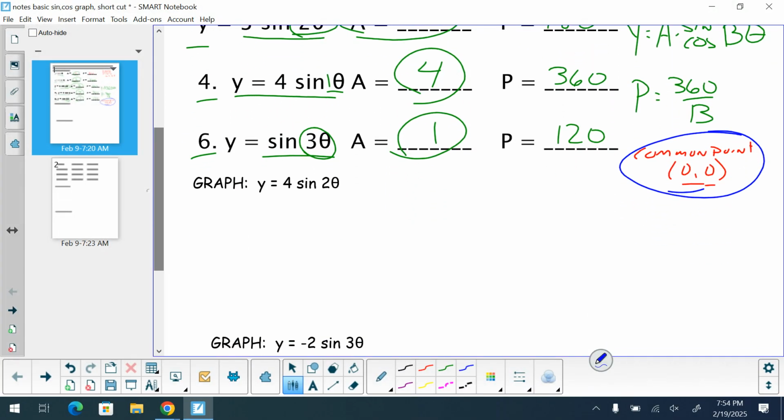So if we take a look at y equals 4 sine 2 theta, we want to take a look at the amplitude and period, but now we want to just take a look at this by inspection. By inspection, my amplitude would be a value, the period would be a value. Go ahead and find those values.